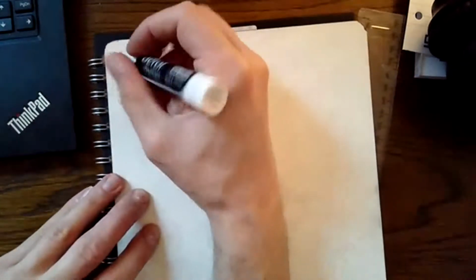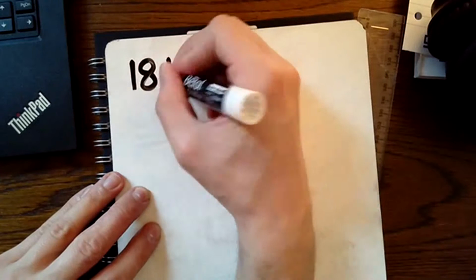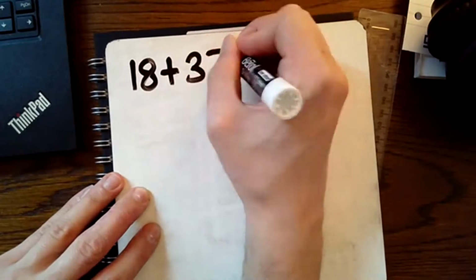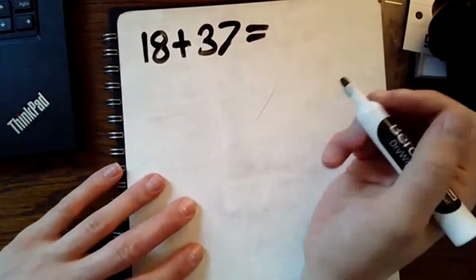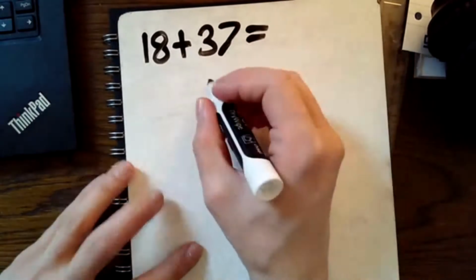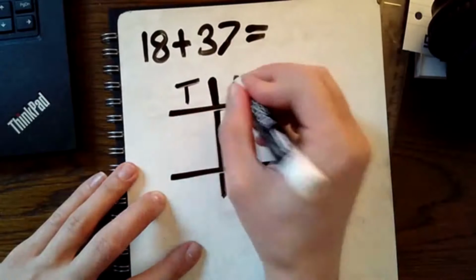But I'm going to do this one now, what we call pictorial. I'm going to draw it. Let's do 18 add 37. What method do I know? You're right, the 10s and 1s method.